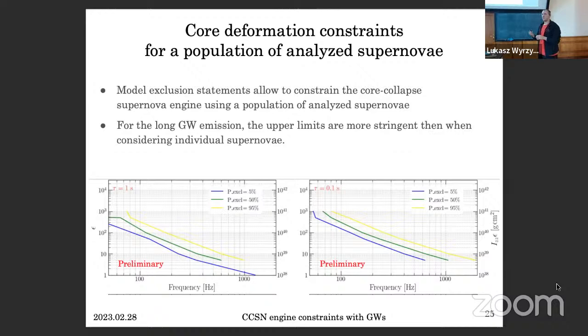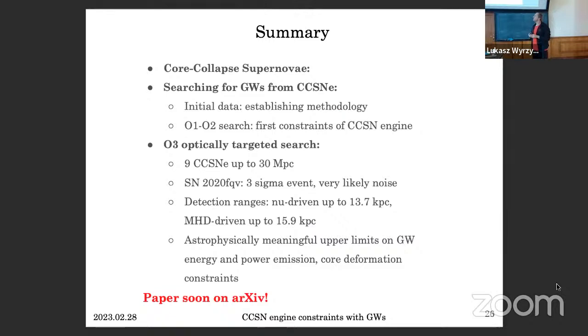So as a summary, core collapse supernovae are exploding stars, and the next exploding star in our galaxy will be one of the most interesting astronomical events. We'll all be cheering, and we hope that we will detect it in the gravitational wave spectrum. Optically, likely we'll see it in the neutrinos. Super likely that we'll see it.